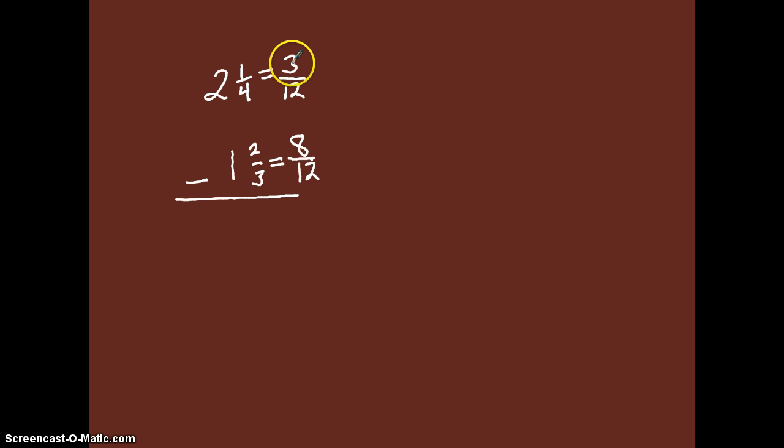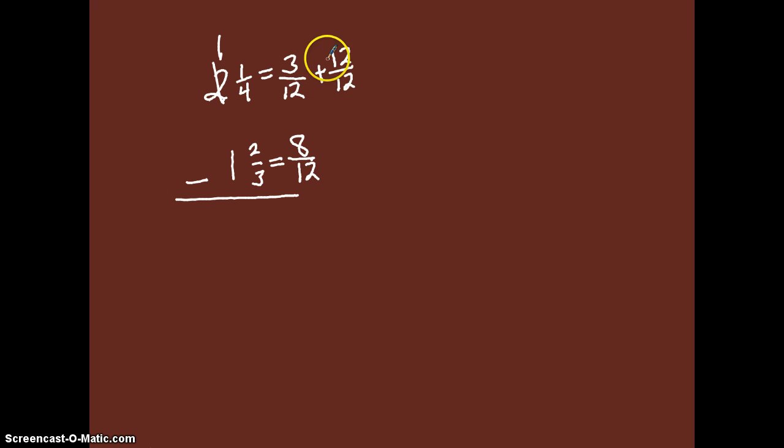Now, we cannot subtract 8 from 3. That cannot happen, but we can take one of our wholes from this 2, add it on with our fraction to make an improper fraction, and we can do it that way. So if I take one of my wholes away from these 2 wholes, I can convert the whole that I took away into 12 over 12. Now, where do I get 12 over 12?